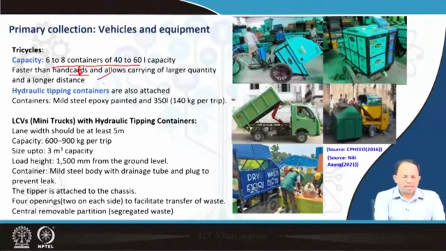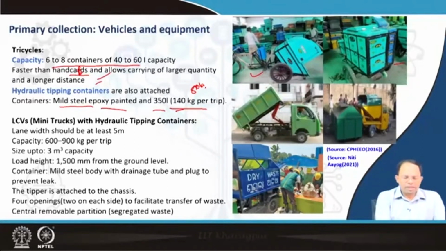So sometimes these tricycles can have a hydraulic tipping container instead of just standard bins, and like you can see over here, there is a hydraulic tipping container instead of simple bins. Usually the containers are made of mild steel, epoxy painted, and the size is around 350 liters, which carries around 140 kilograms of waste per trip. That means in normal handcarts, maybe we can carry around 70 to 80 kilograms of waste, whereas over here we can carry a little larger load, which is 140 kilograms.